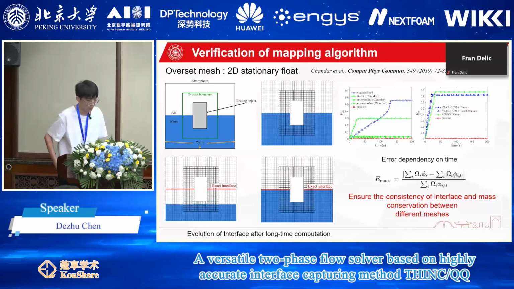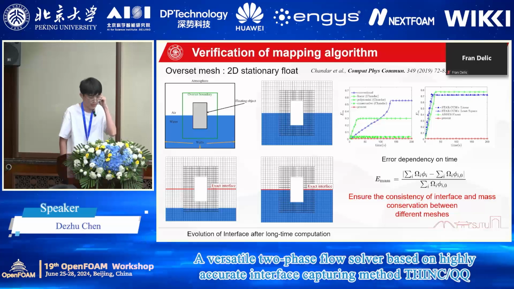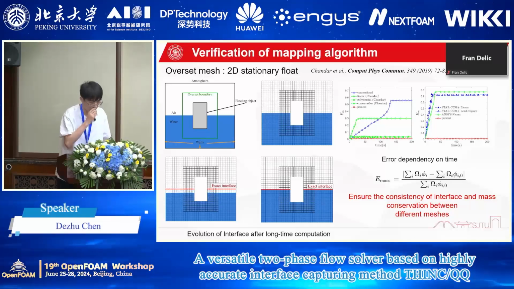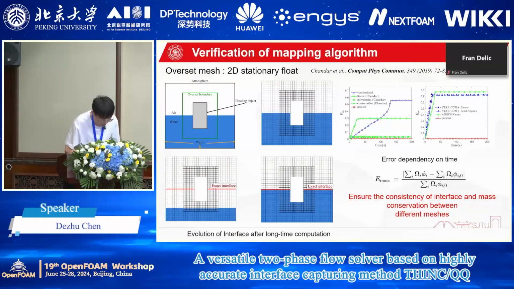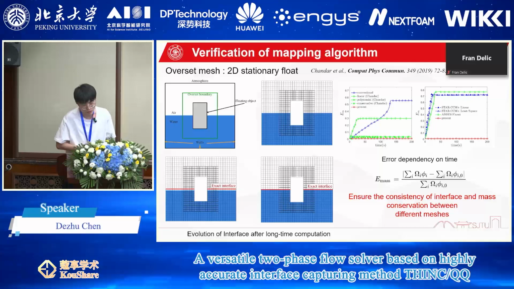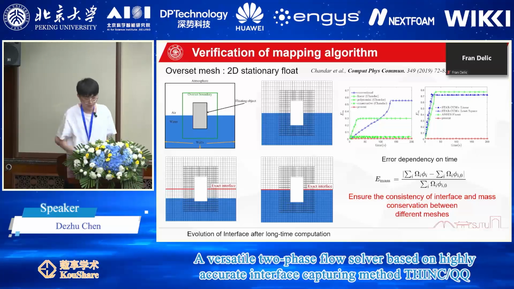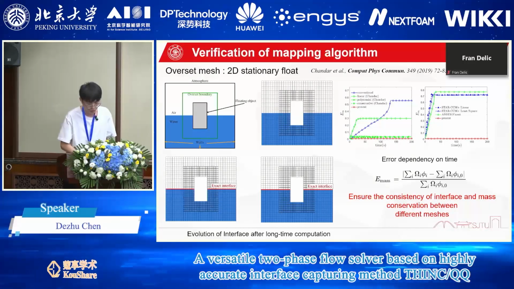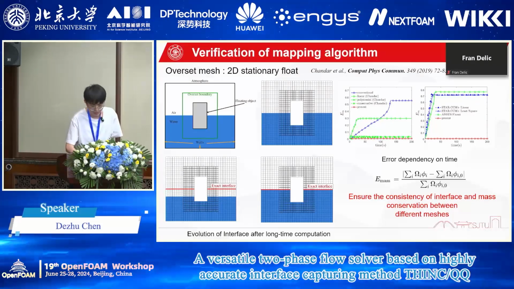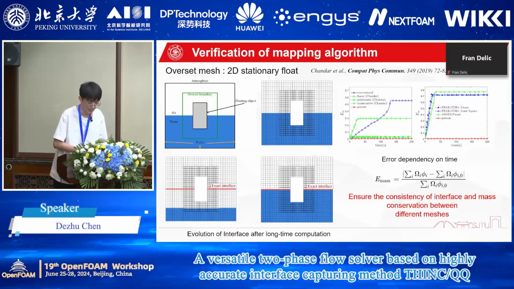And next, on the overset mesh, a 2D stationary float is conducted. You can see without a velocity field, the interface should be still. However, when we use the built-in solver in OpenFOAM or Star-CCM+ or ANSYS Fluent, it cannot ensure the mass conservation between different meshes. However, our solver can ensure the consistency of the interface and mass conservation.